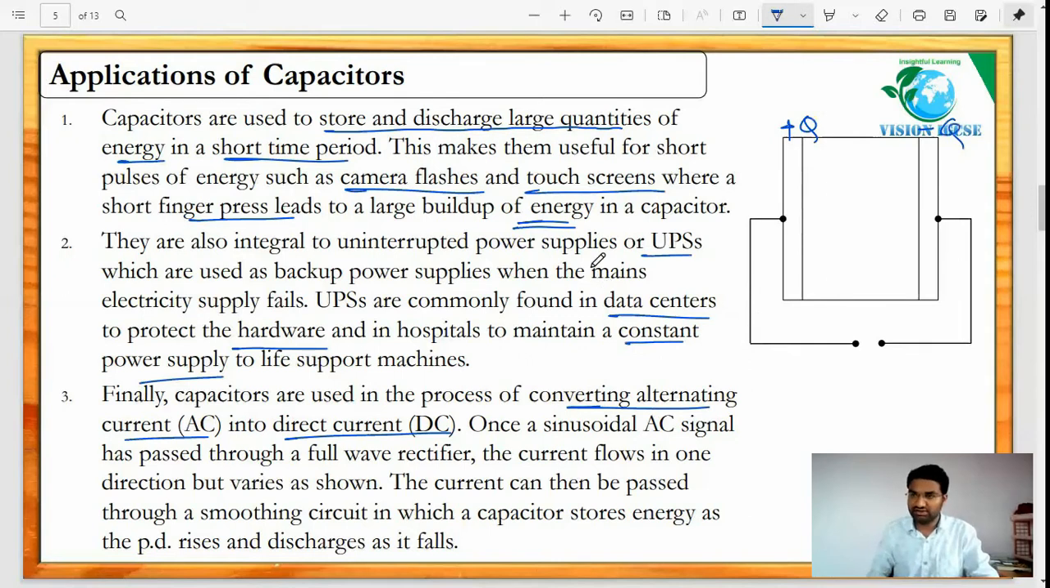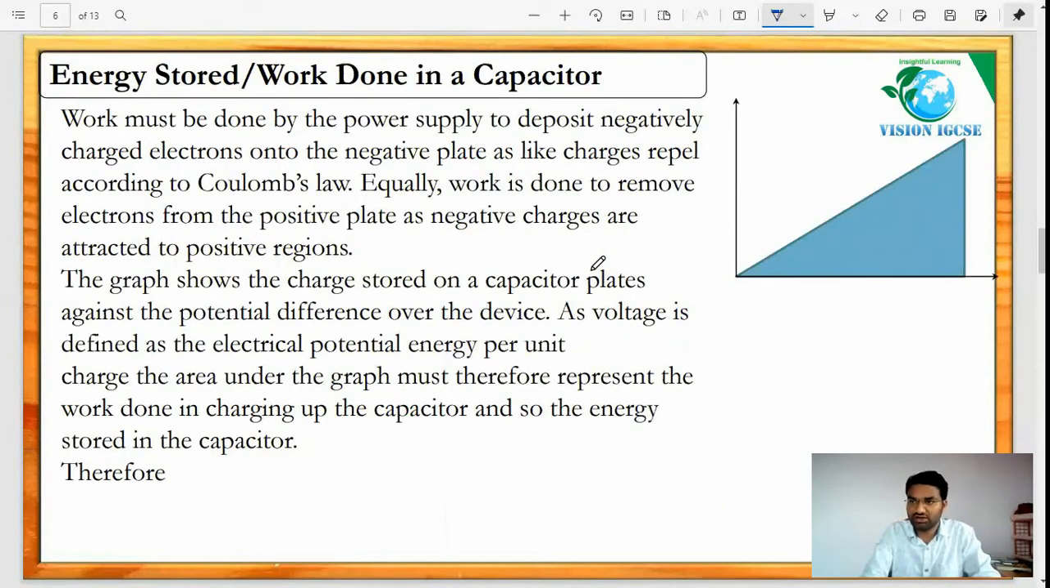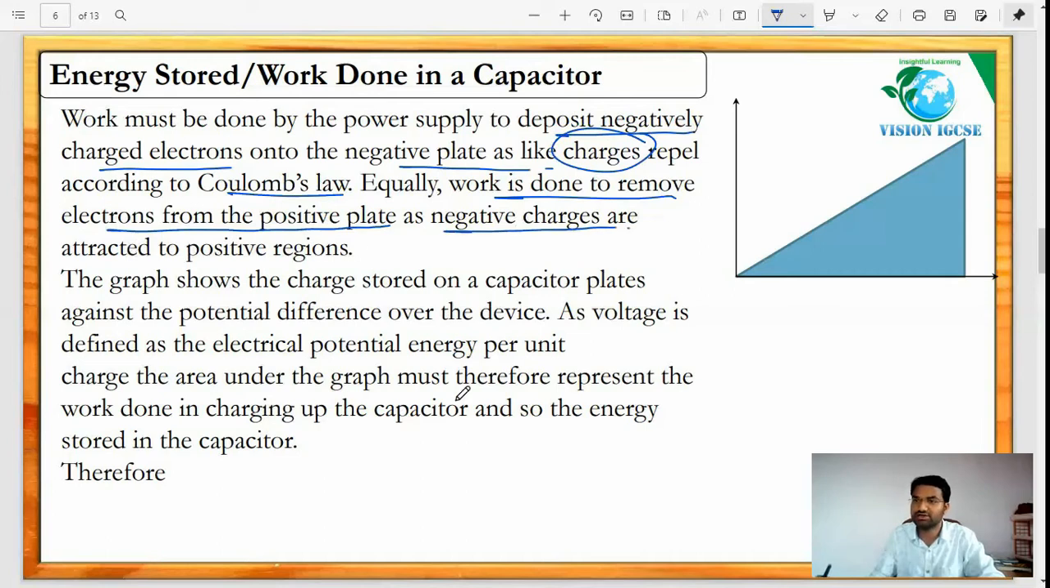Then next, energy stored or work done by the capacitor. Work is done by the power supply to deposit negatively charged electrons onto the negatively charged plate, since like charges repel according to Coulomb's law. So work is done to move electrons from the positive plate, as negative charges are attracted to the positive region.